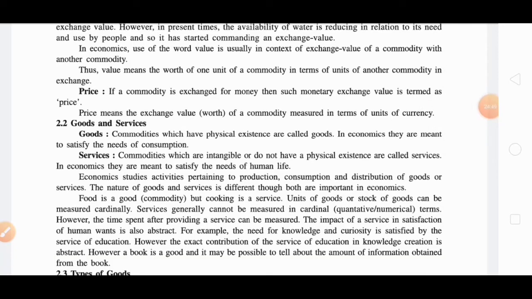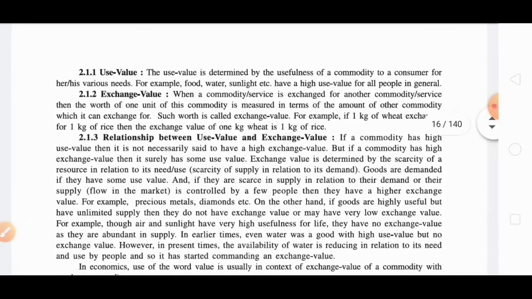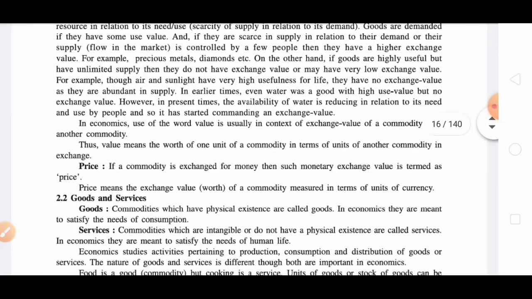Before moving forward, let us discuss some examples. First of all, if we are having 1 kg of wheat in exchange of 1 kg of rice, then it is the example of value. It means one good is exchanged for another good, or we can say that one commodity is exchanged for another commodity. It shows the value of that particular product.